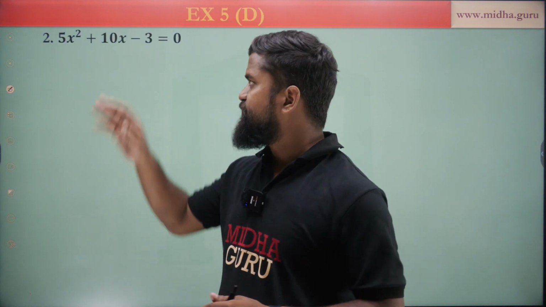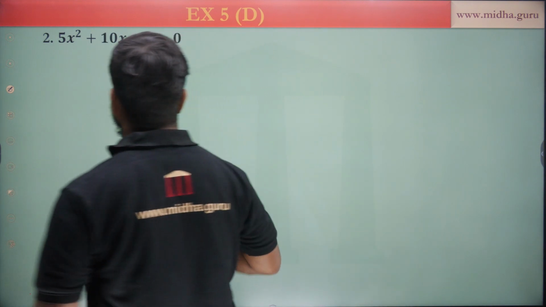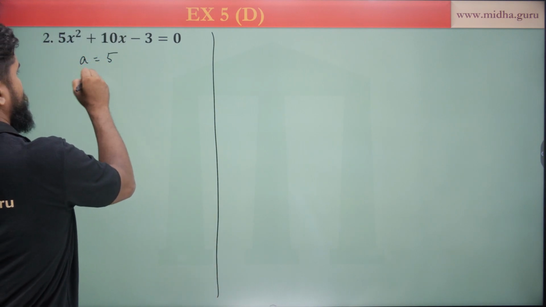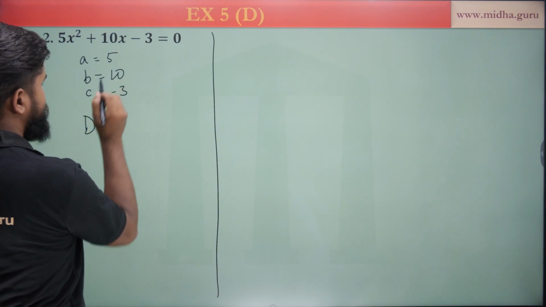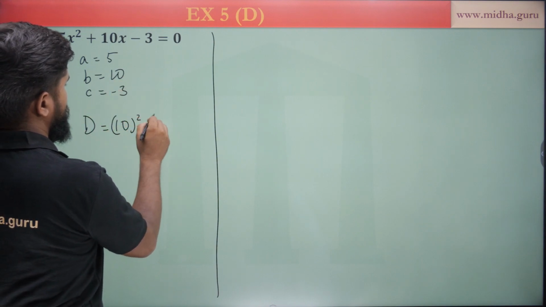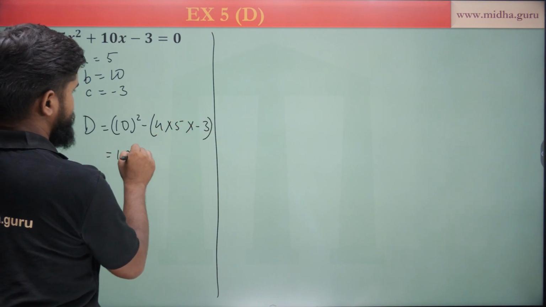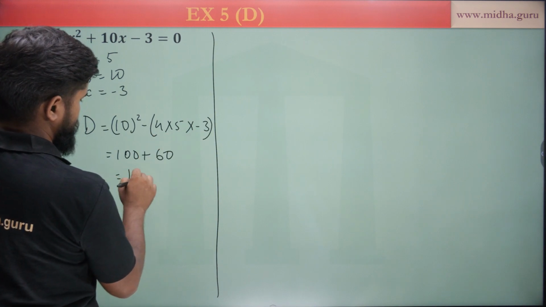Now the next equation is 5x squared plus 10x minus 3 is equal to 0. Let's see how we can solve this. Okay, so a is 5, b is 10, and c is minus 3. Now the discriminant is the square of b minus 4 into a into c. So we get 100, and minus becomes plus 4 into 5, 20 into 3, 60.